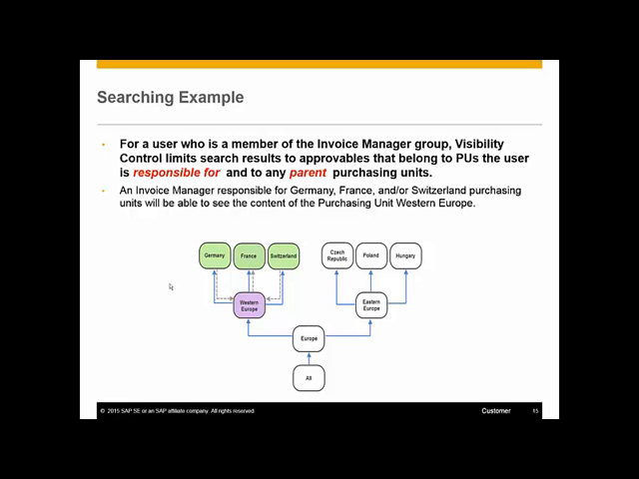So what does this mean? For example, if we have this hierarchy in place for the invoice manager group in the system, an invoice manager that's responsible for Germany, France, and Switzerland, if they're set up for these 3 purchasing units in our responsible user file, they would also be able to see content for the purchasing unit of Western Europe. So as you can see in the graph, they would be able to see the 3 green purchasing units that they're assigned to, as well as the parent of these 3, which would be Western Europe.